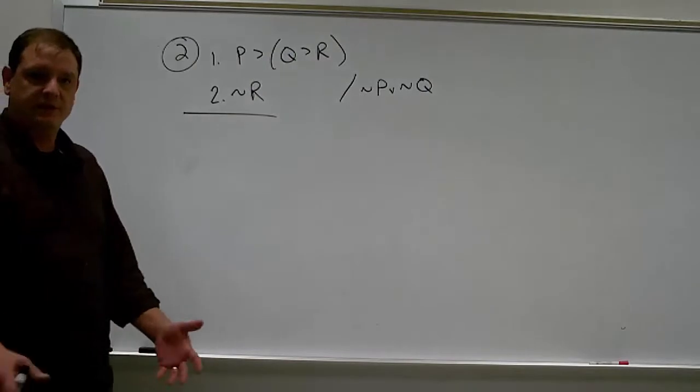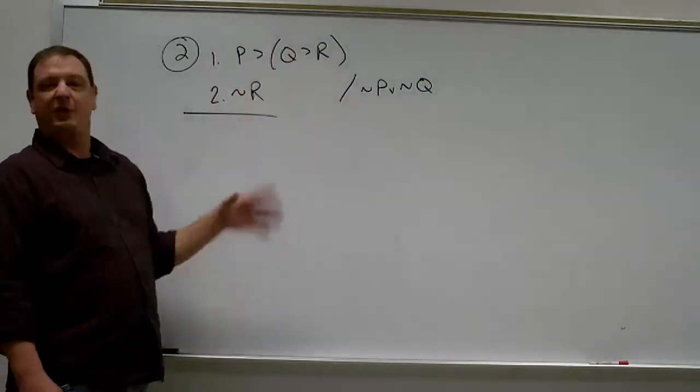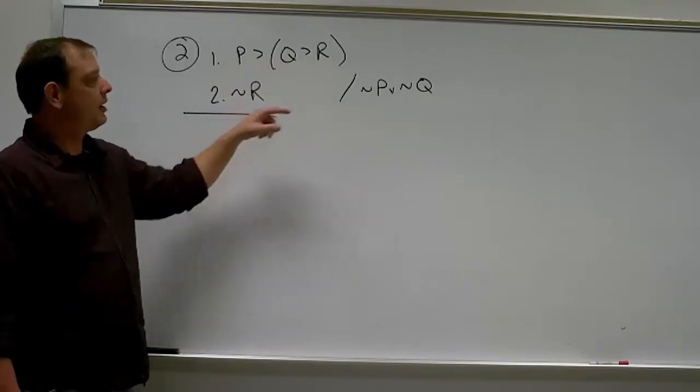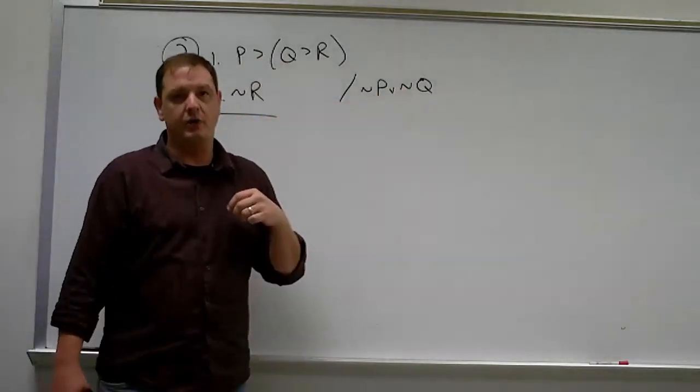In this case, still two premises. We're looking for something a little more complicated, I guess it really is. If P, then if Q, then R. Not R, therefore not P or not Q.